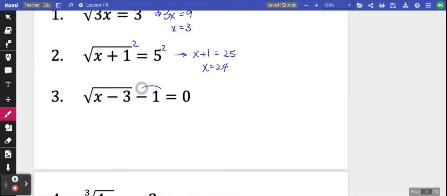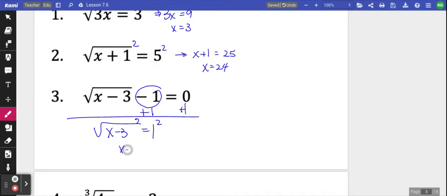Number 3, the square root is not alone because I have this minus 1 at the end. So I'm going to add 1 to both sides to get rid of that. Now I can go ahead and square it, which would give me x minus 3 equals 1, and add 1 to get 4.